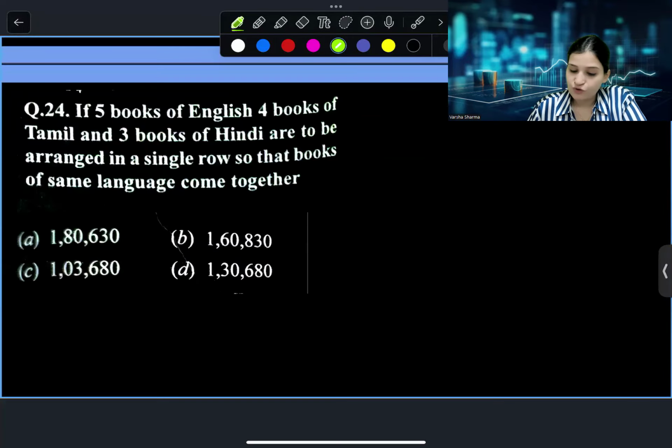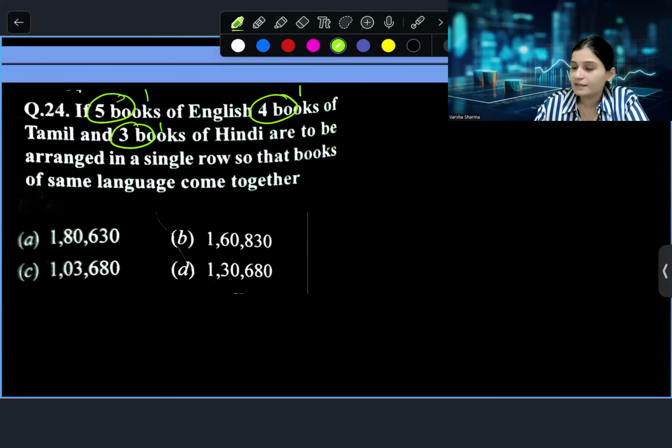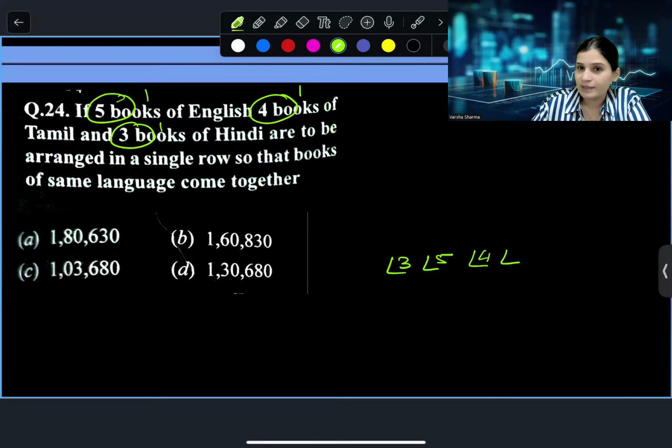5 books of English, 4 of Tamil and 3 of Hindi are to be arranged in a single row. Same language come together. So form bundle. 5 English books, 1 bundle. 4 Tamil books, 1 bundle. 3 Hindi books, 1 bundle. 3 bundles. So factorial 3. The first English bundle can arrange among themselves in factorial 5 ways. The second Tamil bundle can arrange among themselves in factorial 4 ways. The third Hindi bundle can arrange among themselves in factorial 3 ways. Answer is C.